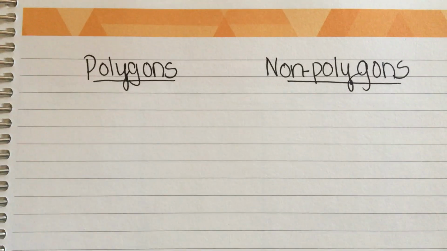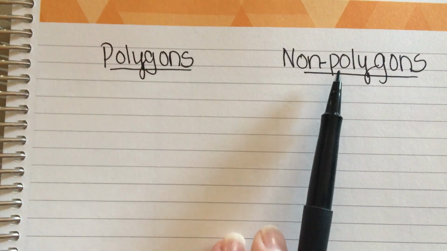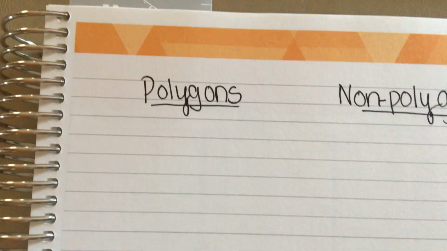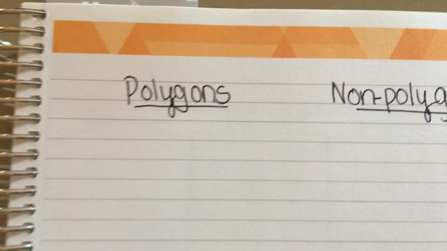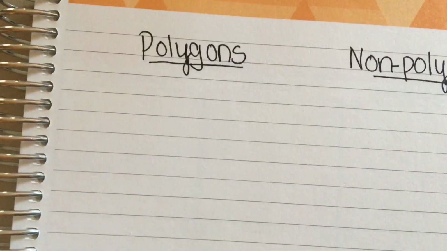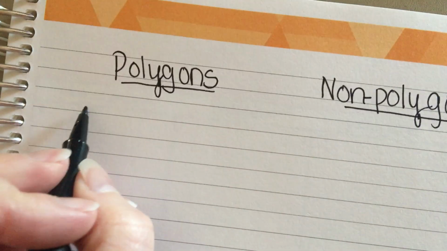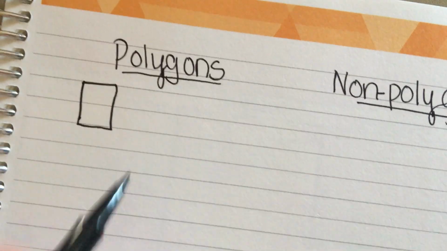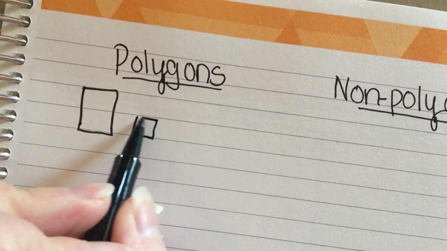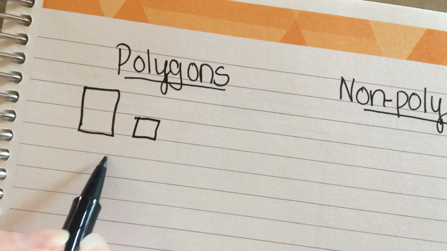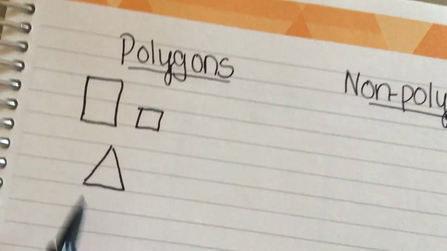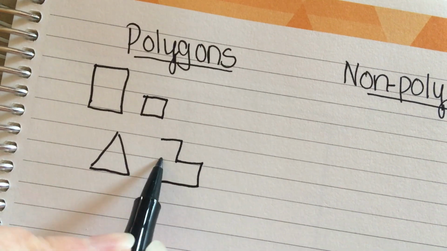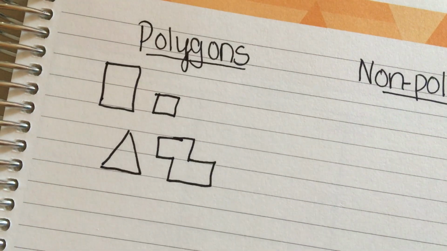So I have two words here. I have polygons and non-polygons. The word polygon refers to any shape that is closed. So I'm going to be drawing a few. For example, we know that this shape is a polygon. We know that this shape is a polygon. This would be a polygon. That would be a polygon.